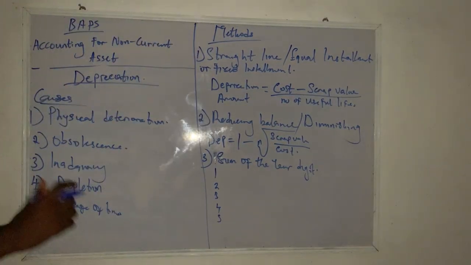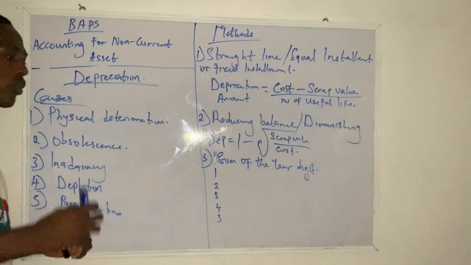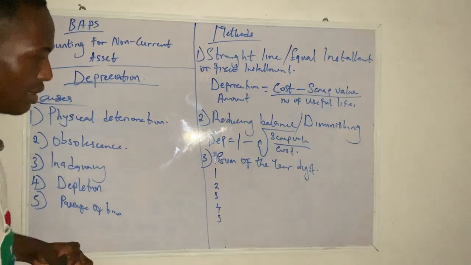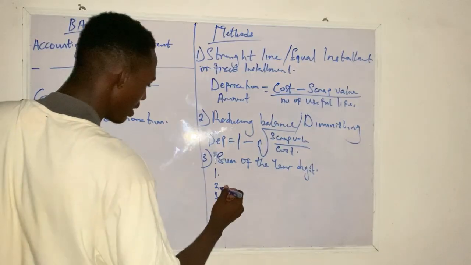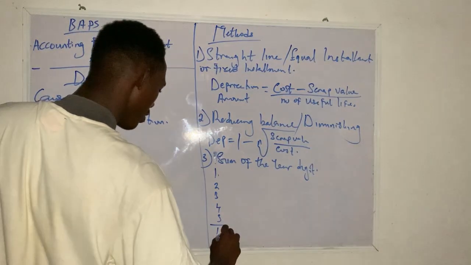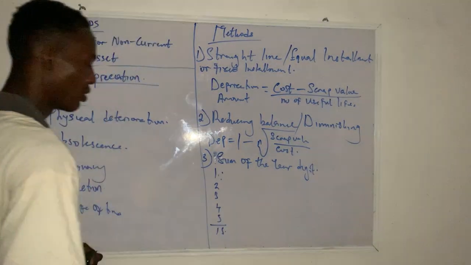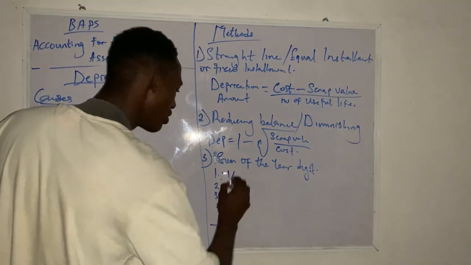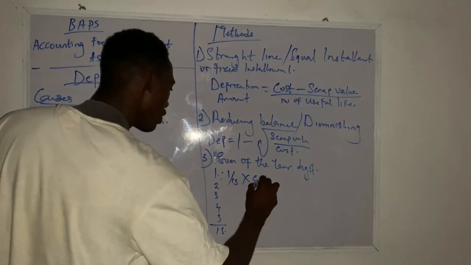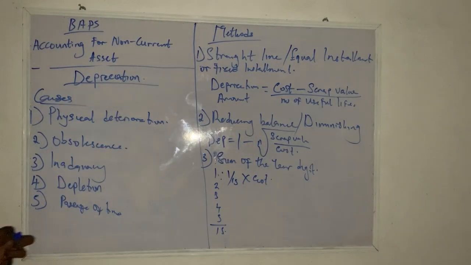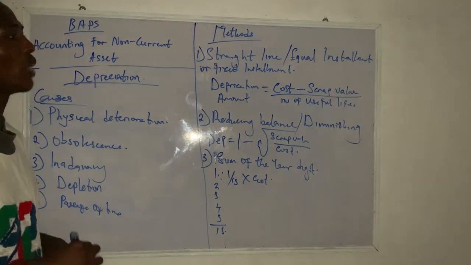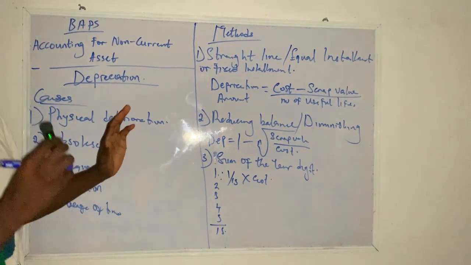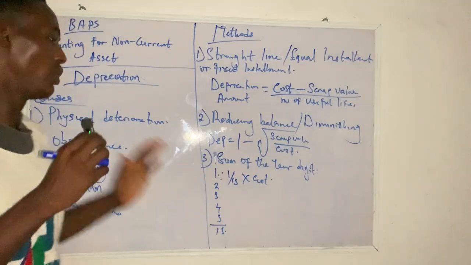It's like attaching the area of importance, or how efficient the asset will be, at the beginning to the end. You understand? So if you sum this up, this is 15. So for year 1, the depreciation amount will be what? 1 over what? 15 times your cost. Now remember, if there is salvage value, you have to deduct your salvage value or your scrap value from your cost before you get your depreciation amount. You understand?